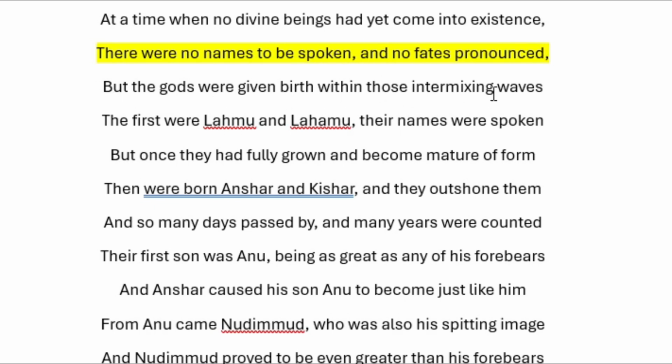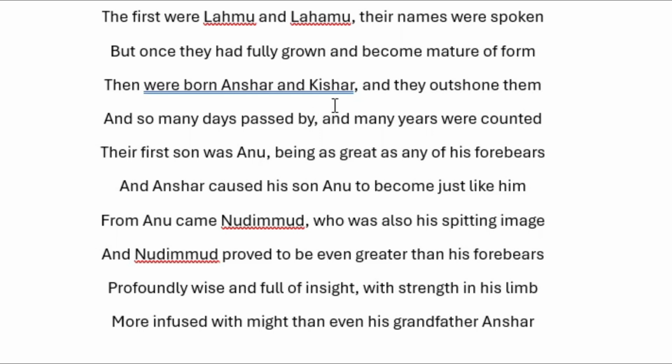But the gods were given birth within those intermixing waves. The first were Lamu and Lahamu. Their names were spoken. That represents our early born self. Lamu and Lahamu is like Daniel and Danielle, a male and a female version of the same thing. So that would be like an Adam and an Eve right there. But once they had fully grown and become mature of form, then were born Anshar and Kishar.